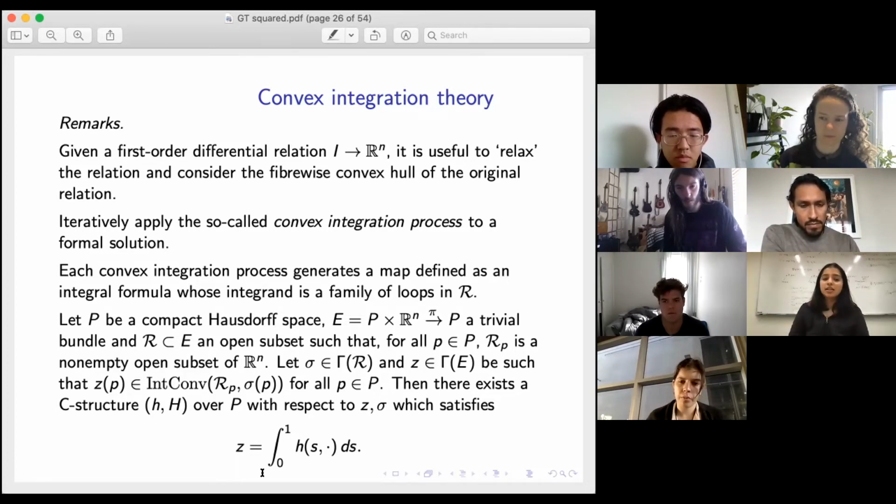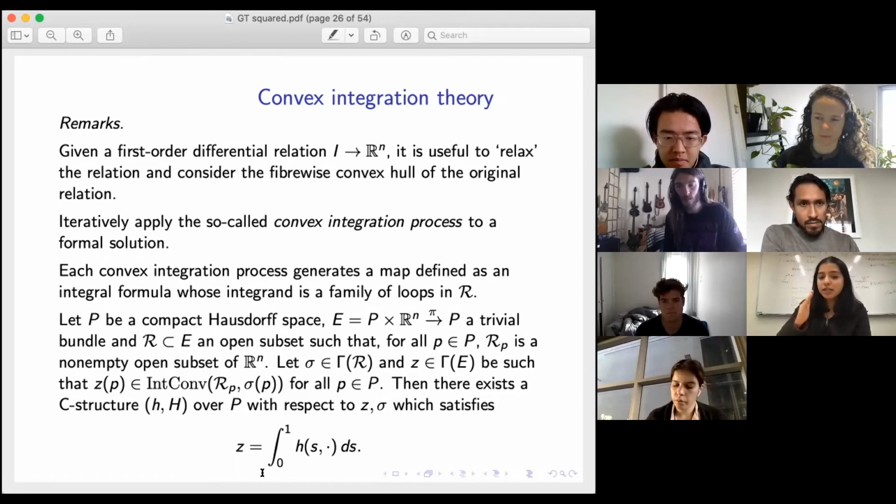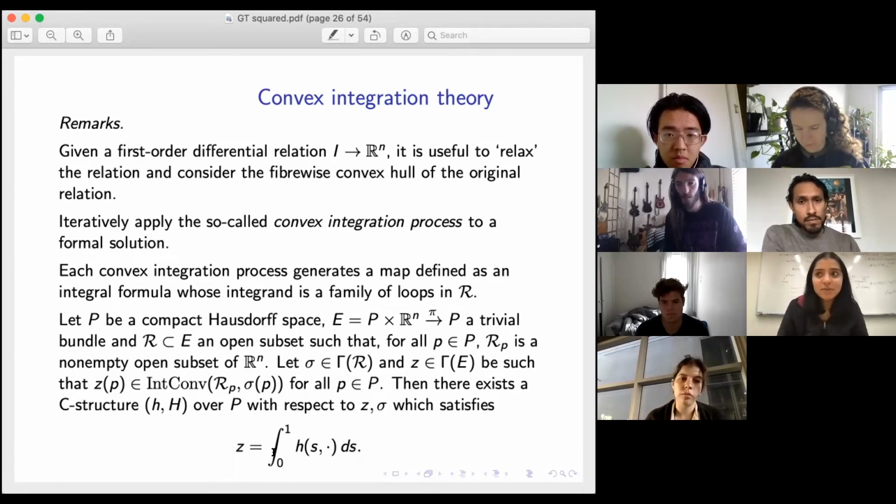A C structure, as I said, is a contractible family of loops, which sits inside the differential relation, has base point sigma, and it strictly surrounds Z. So we'll have such a family, and that family will satisfy this integral. And this, if you sit over this for a few days, for me it took some weeks when I was doing my master's, is what leads to the proof. It's a really important part of the proof of Gromov's h-principle for ample differential relations.